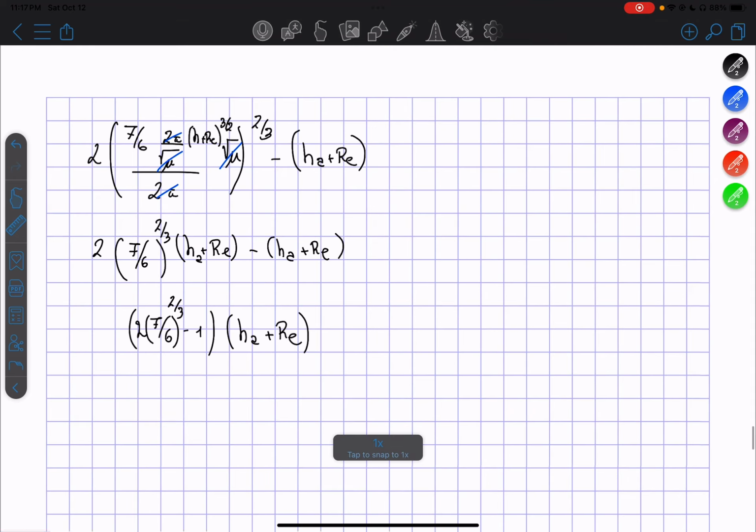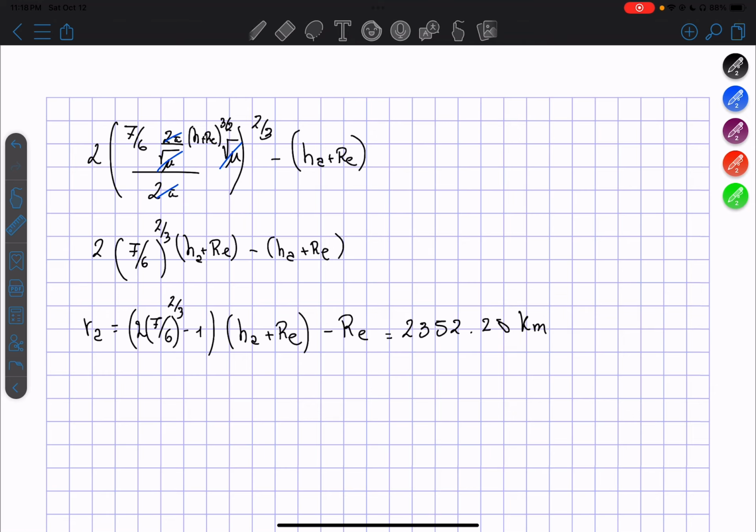In fact, does he want the radius or does he want the altitude? He wants the radial position. No, sorry, there's the apogee altitude. So this is the RA, but he wants the apogee altitude. So I'm going to subtract RE, and it ends up being 2,352.28 kilometers. Let me take a screenshot of the code. I mean, it's two lines.